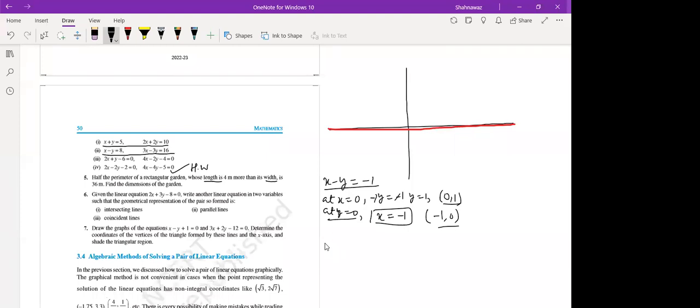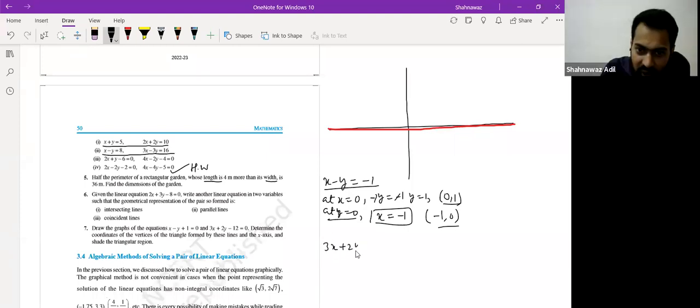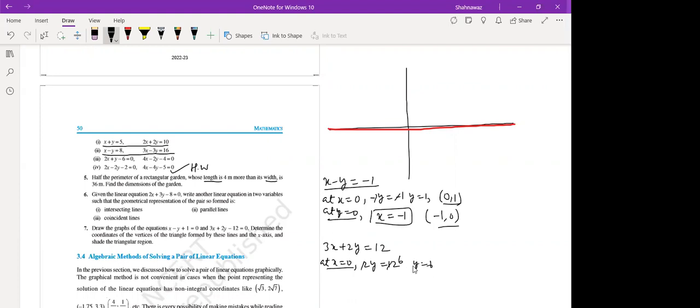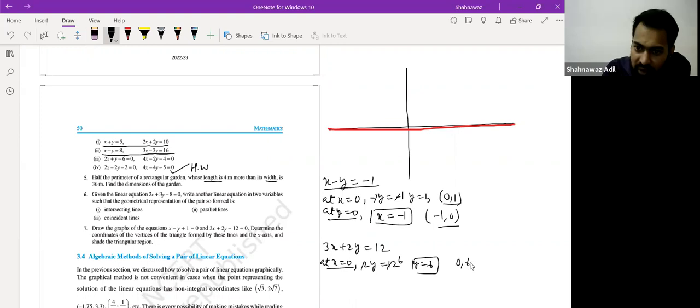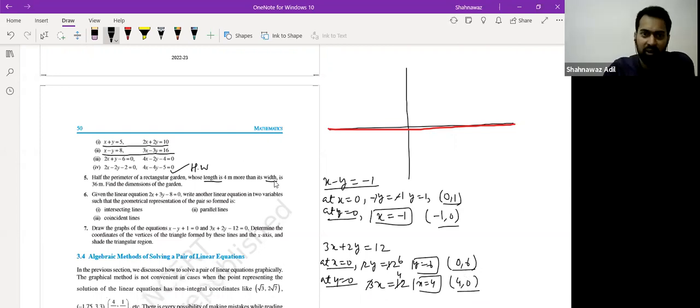And this one, 3x plus 2y equals to 12. At x equals to 0, we have 2y equals to 12, so y is 6. So the point is 0, 6. And at y equals to 0, we have x equals to 4. So 4, 0. These are not bad numbers, so let us just draw these lines.